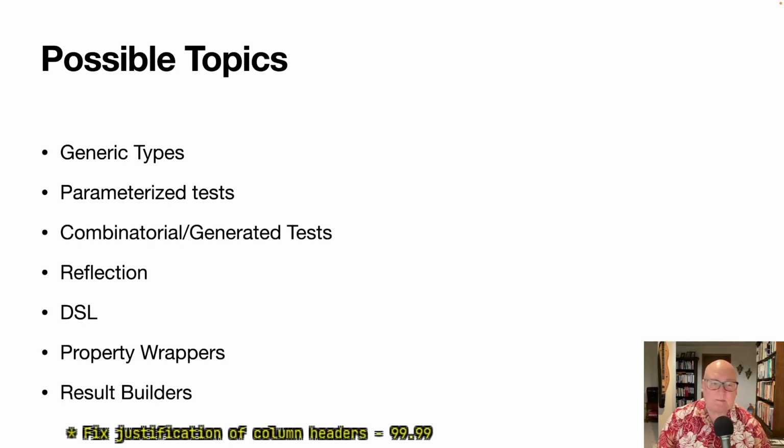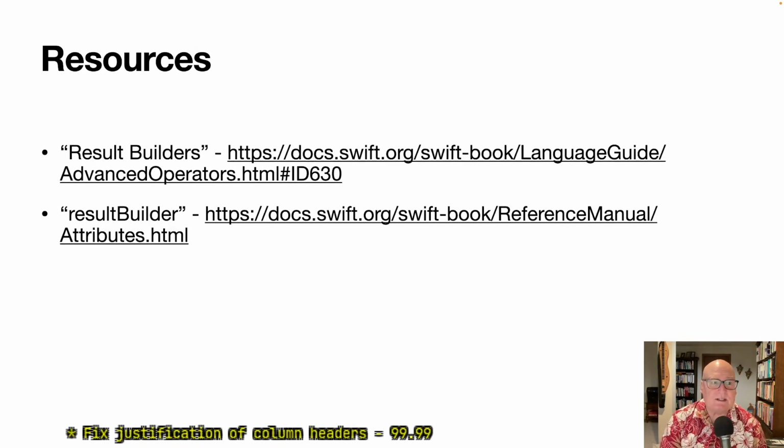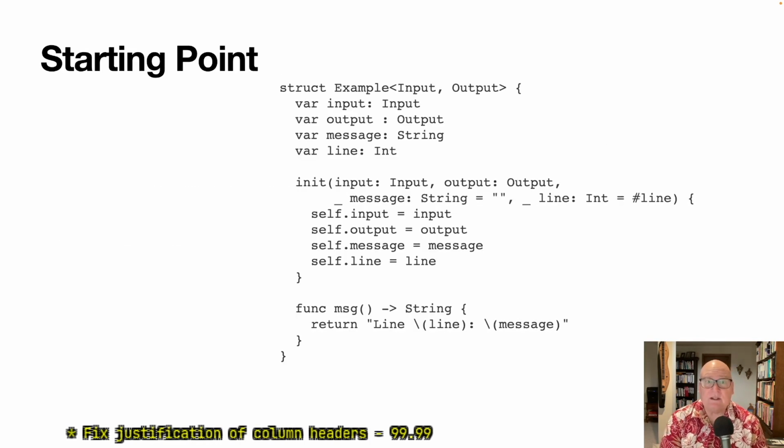That's okay. Some resources. We've got a little information on result builders. I saved a couple links there just so we have them for reference. Now we have a starting point, and this is a little test framework I made. I don't remember which application it was, but I wanted to do some combinatorial type tests.